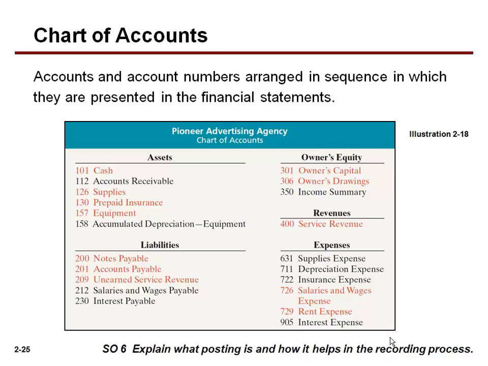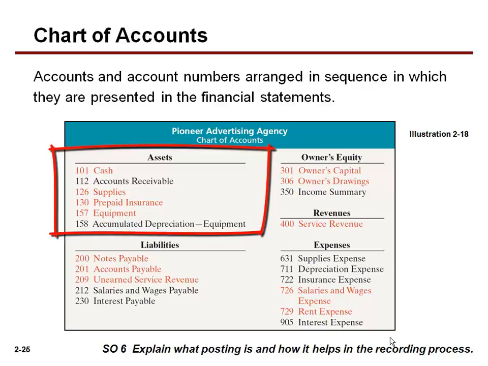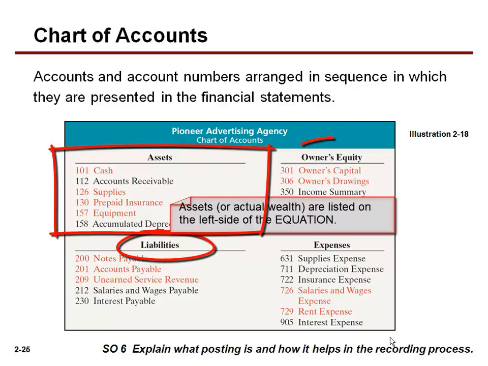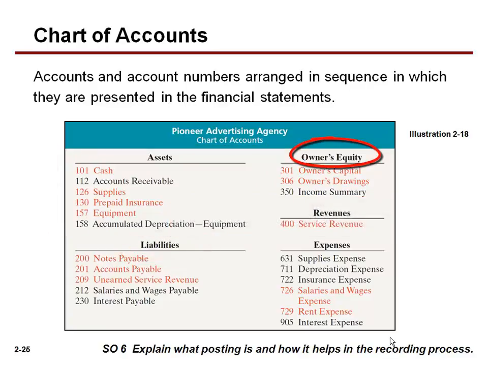Here's an overview of the chart of accounts of a business, Pioneer Advertising Agency, showing a typical numbering system. Numbering systems can vary by company. This is just an example. So we have asset accounts, liability accounts, various owner equity accounts, which include owner's capital and drawing, revenue accounts, and expense accounts.